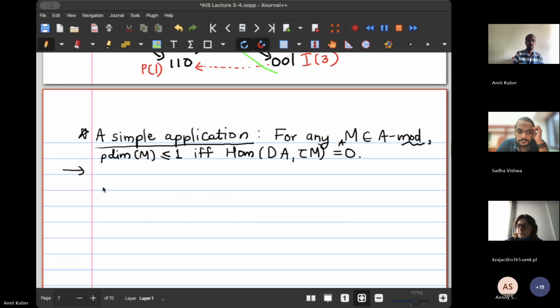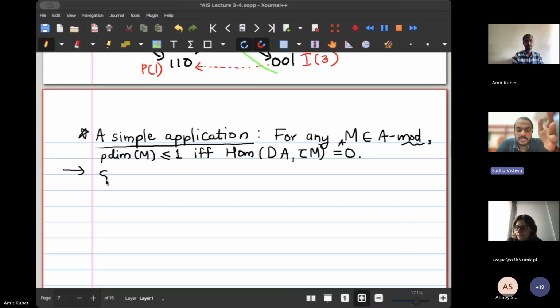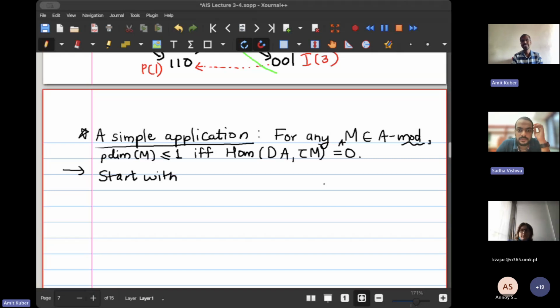Okay. So let us start with the proof. Start with A. Here, A is the path algebra. A is the ring, right? Yes, I mean path algebra. Okay, so start with a minimal projective resolution.